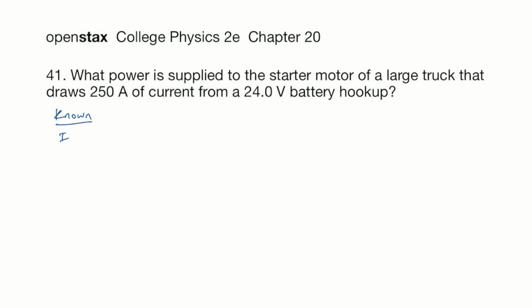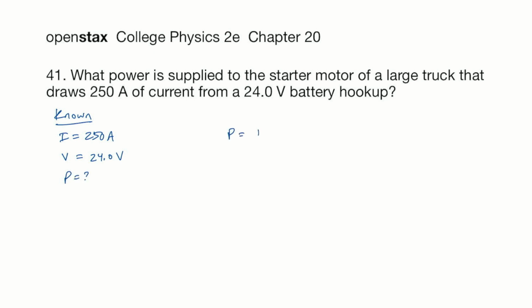Okay, we know the current I is 250 amps. We know the voltage V or delta V. A lot of times we'll just use V instead of delta V. But that is 24.0 volts. Okay, and we need to find the power.